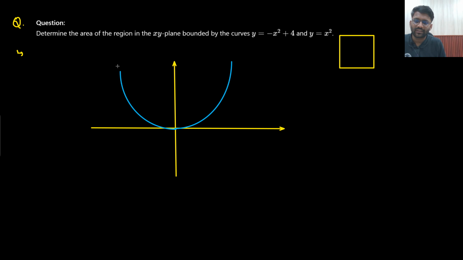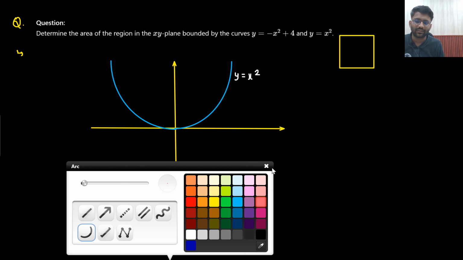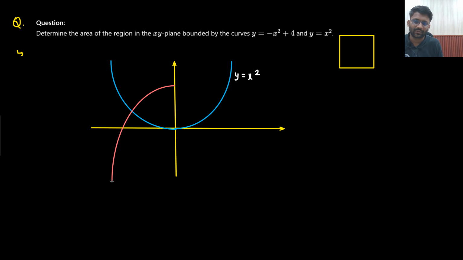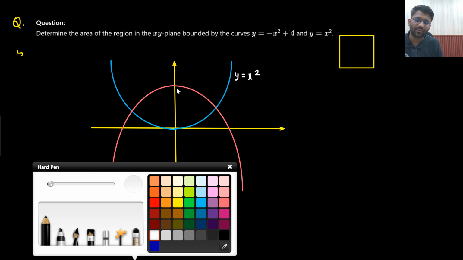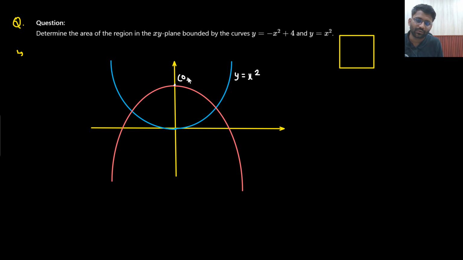Making all these graphs I have already taught you. This is your y equals x square. Next I need to make minus x square plus 4. This will be the graph. At x equals 0, the value will be 4. This is 0, 0 only.